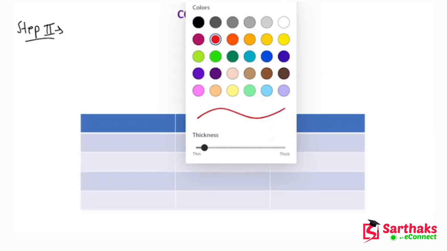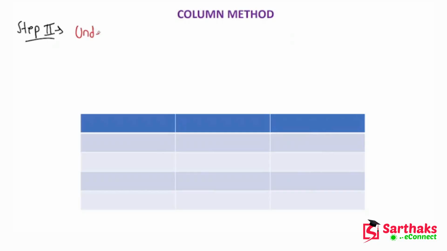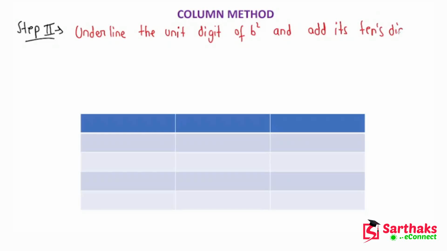Okay, let us see what step number 2 says. Step 2 says: underline the unit digit of B square and add its tens digit, if any, to 2AB in column 2. Obviously 2AB is the second column.